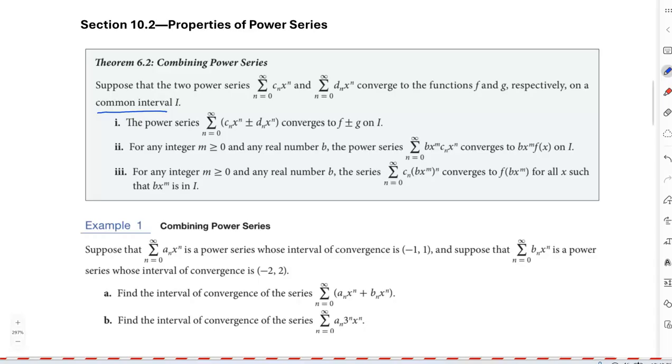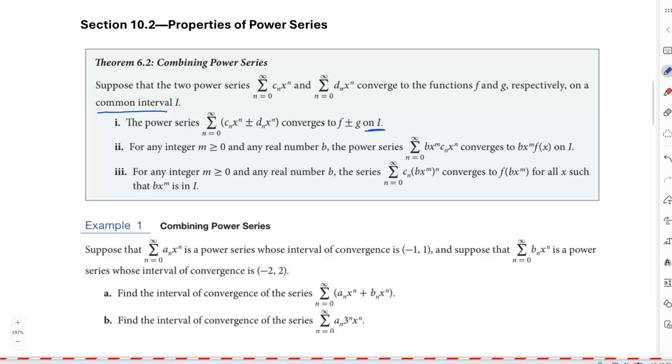The power series, n equals 0 to infinity of c sub n x to the n plus or minus d sub n x to the n converges to f plus or minus g on I. So if we're adding the two series together, it's going to converge to the sum of f plus g. For subtracting, then it's going to be the difference of f and g. And it's going to be on that common interval I.